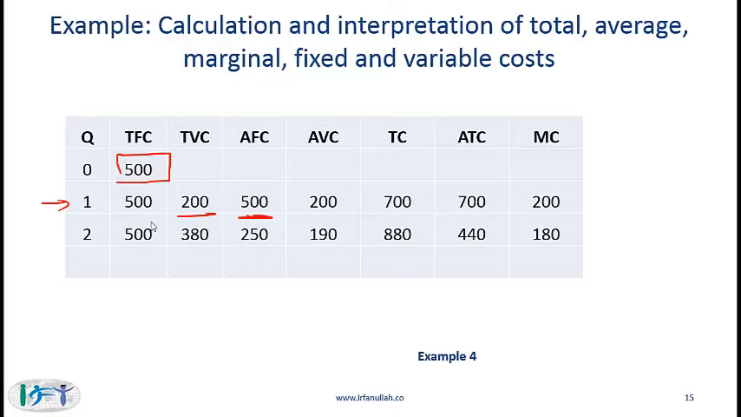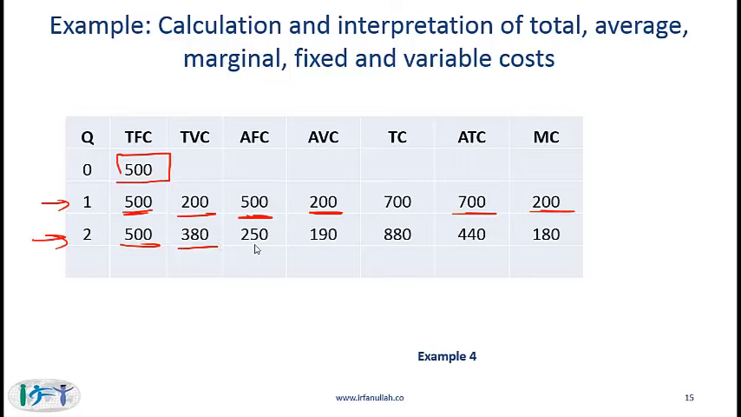This is 500 divided by 1. Average variable cost is 200. This is 200 over 1. The total cost is the sum of the fixed cost and variable cost. The average total cost is the total cost divided by quantity, and marginal cost is the cost of producing one more unit. When you produce the second unit, the fixed cost by definition is the same. The total variable cost is 380. This is the variable cost associated with producing 2 units.